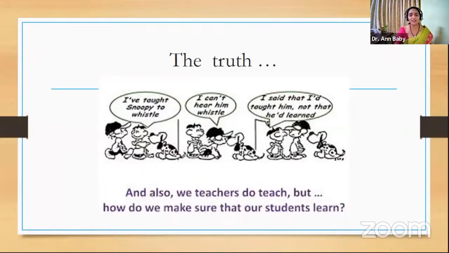At the end of the day, this is the truth. You teach a lot of things. I've taught Snoopy how to whistle, but nobody hears Snoopy whistling because you just taught him. Snoopy never learned anything. The same way, even in our class, we teach a lot of things to our students, but how much have they learned? Do we ever make sure that our students learn? We teach. We make sure that our syllabus is over during the 4-month period. The exams are conducted, assignments done, everything. But how can we assure that our students have learned?